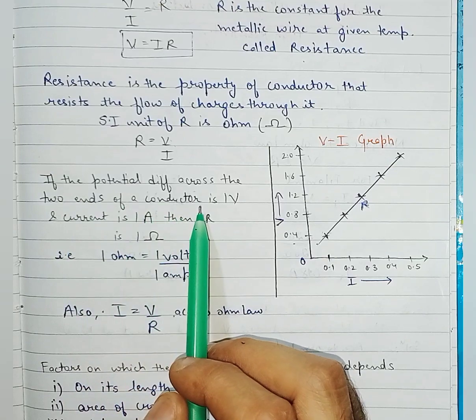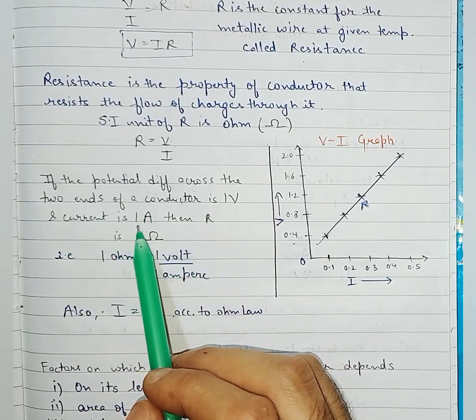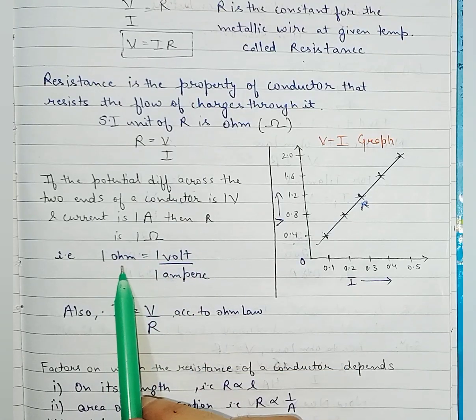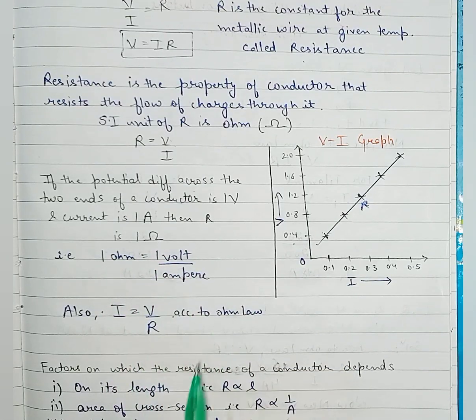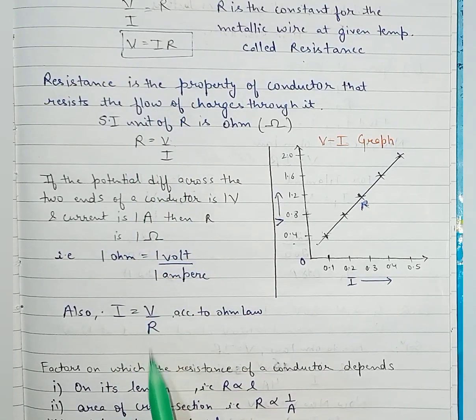Now, if the potential difference across the two ends of a conductor is 1 volt and current is 1 ampere, then R is 1 ohm, denoted by this, 1 ohm equal to 1 volt by 1 ampere. Also, from Ohm's law, we can say that I equal to V by R.